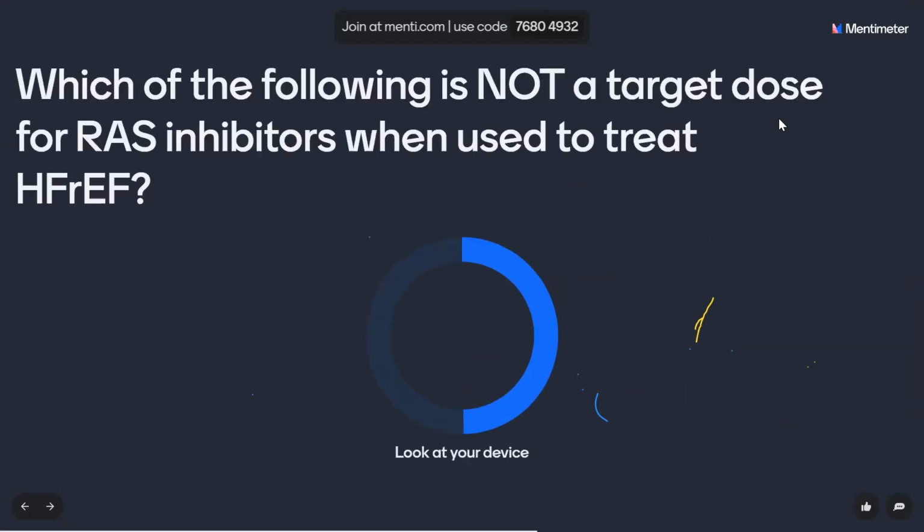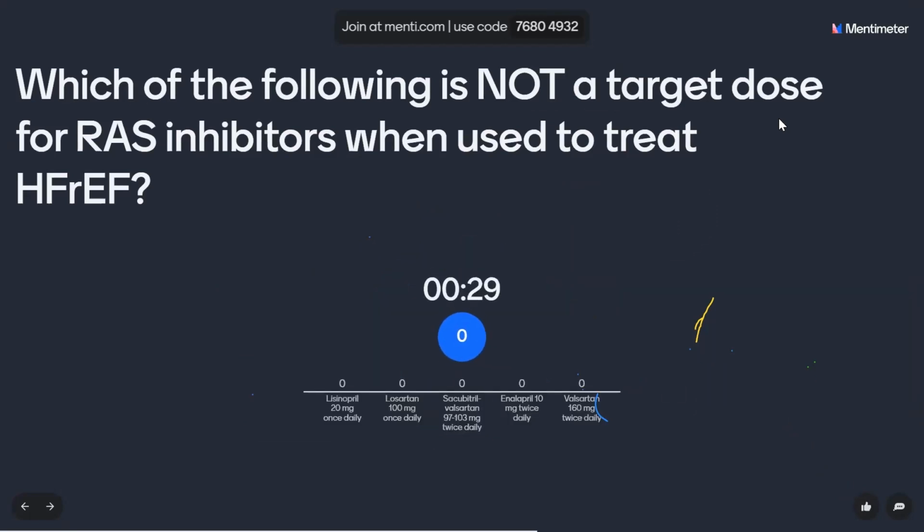Which of the following is not a target dose for RAS inhibitors when used to treat HFrEF? Lisinopril 20 milligrams once daily, losartan 100 milligrams once daily, sacubitril valsartan 97-103 twice daily, enalapril 10 milligrams twice daily, or valsartan 160 milligrams twice daily. Which one of these is not the target dose?